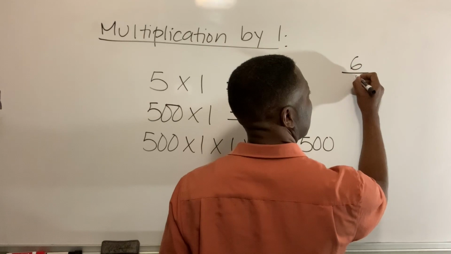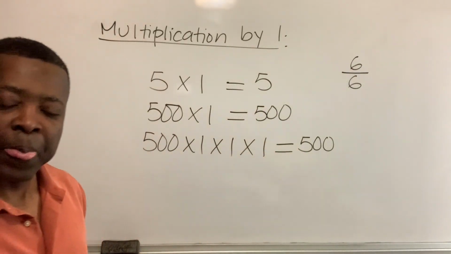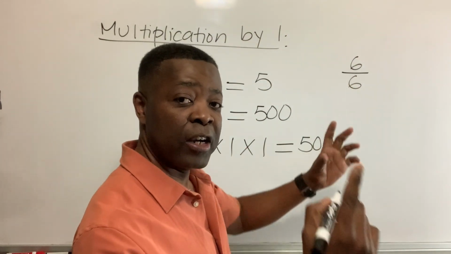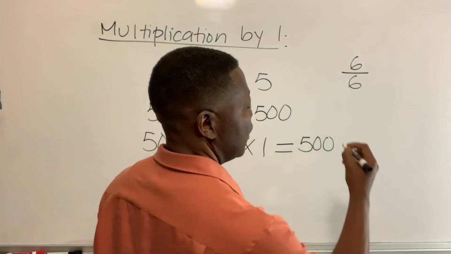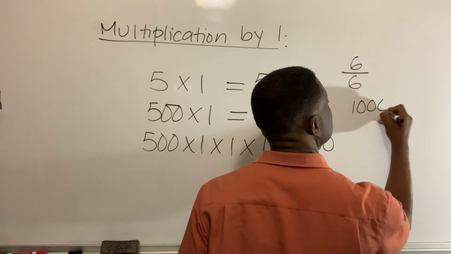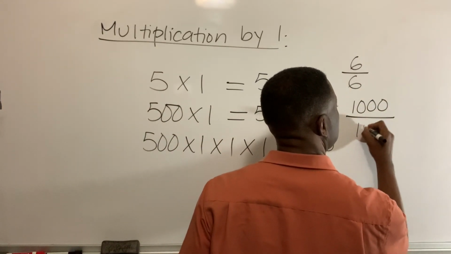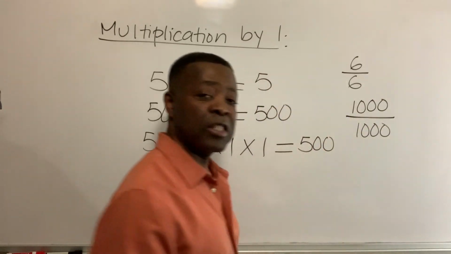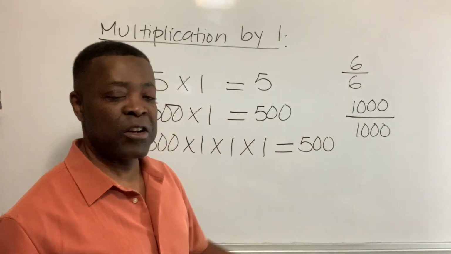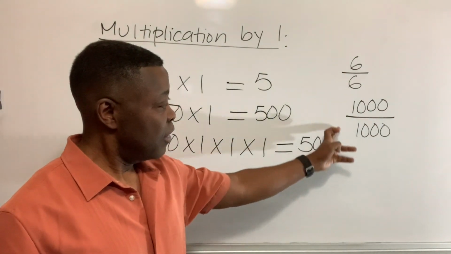6 over 6 is 1 because the numerator and denominator are equal. If I have 1,000 over 1,000, because both numerator and denominator are equal, this is 1.